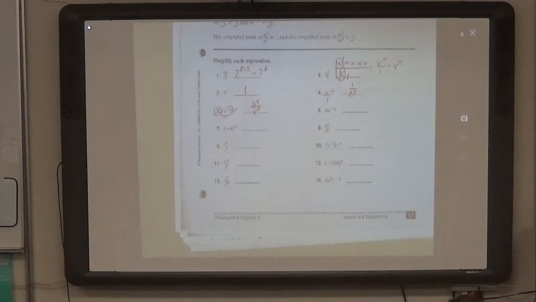There's just one step. It's just to move the x to the negative 2nd power to the bottom of the division bar, and then change it to positive. And the y to the 4th power stays positive.